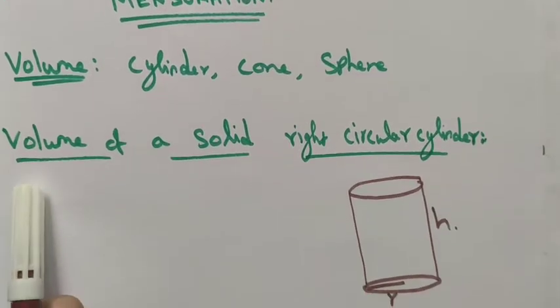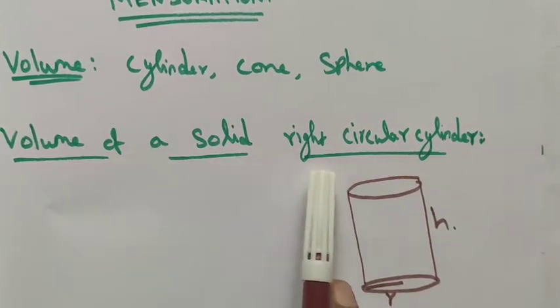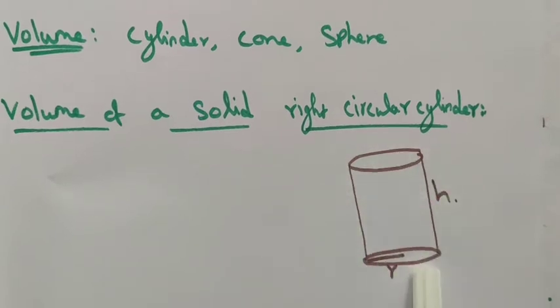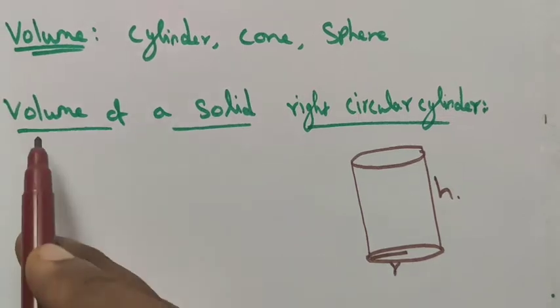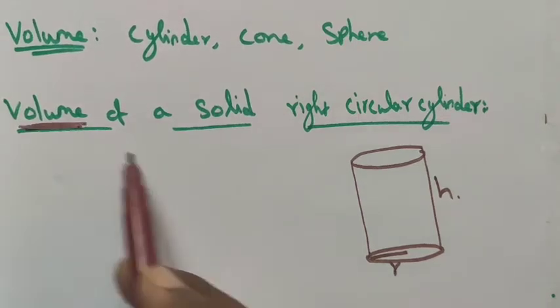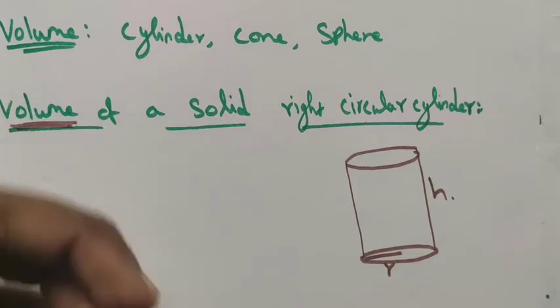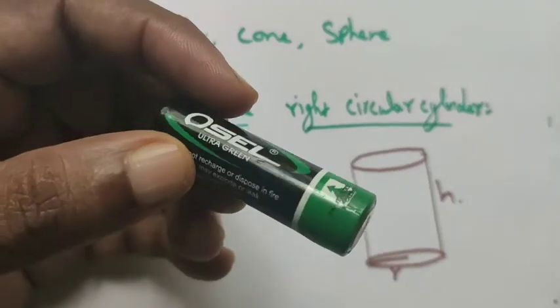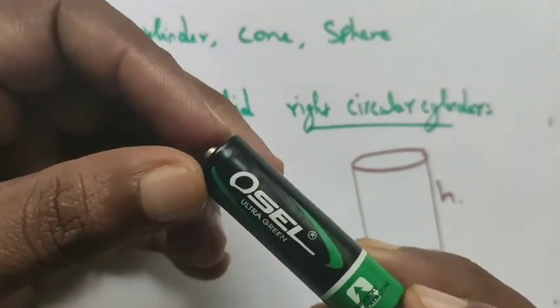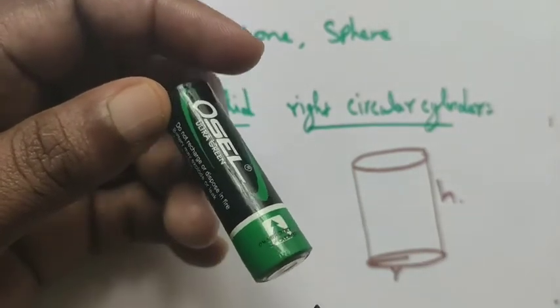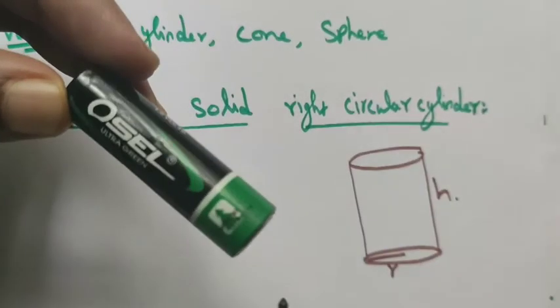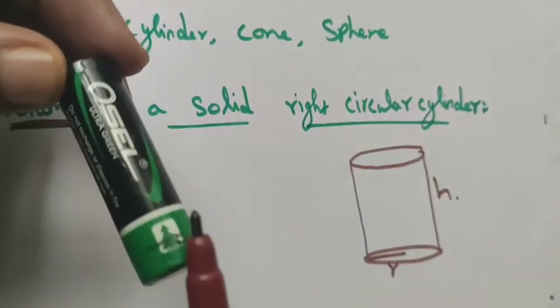Here we are going to see about the volume of a solid right circular cylinder. See, this is the cylindrical shape. So here we want to find the volume. Volume is nothing but the capacity of this object. See, here we have the battery. It is a cylindrical shape. So we want to find the volume of this cylinder.